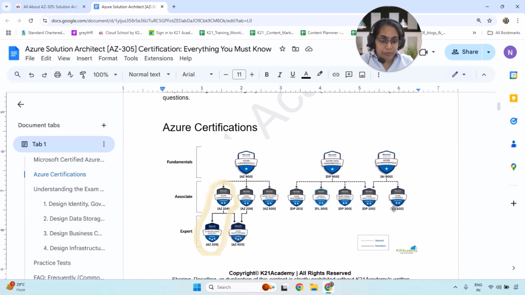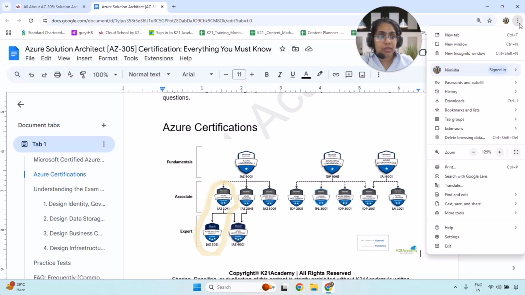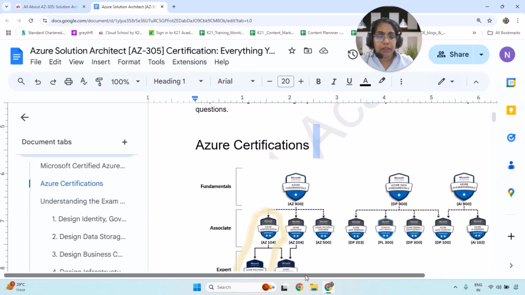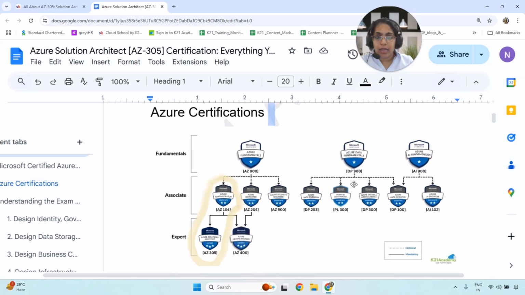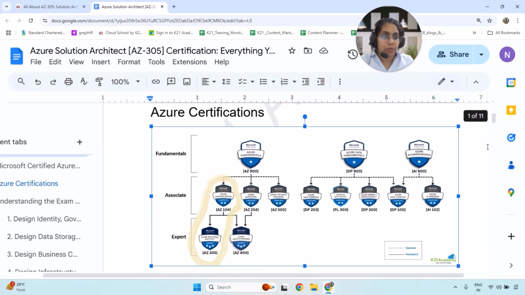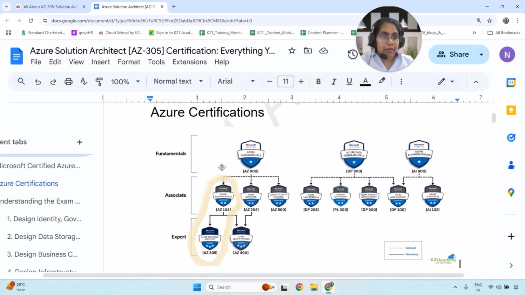So we will have a look at the infra part over here. I hope it looks better now. So let me show you what all things we are going to talk about. In the fundamentals, let me give you an idea about the certifications first. Fundamentals includes courses like AZ-900, DP-900, AI-900. Those are the fundamental courses.